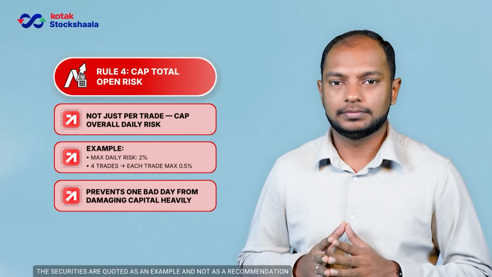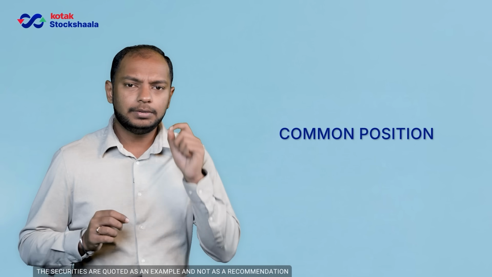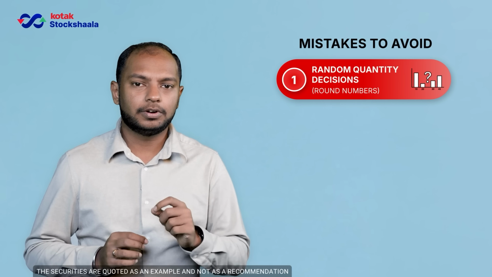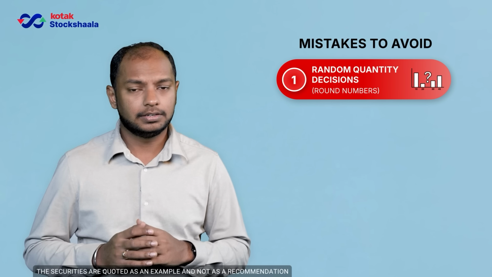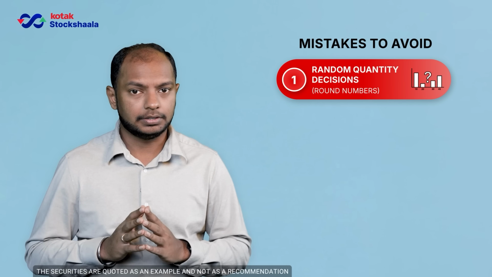So hope these 4 rules is going to make sure your capital is safe and you're going to survive the longer game. I know it is easier said than done, but here are some common position sizing mistakes that you can avoid consciously. The first one is using random quantities for random trades without calculation. This can be a huge mistake and ruin your entire capital.